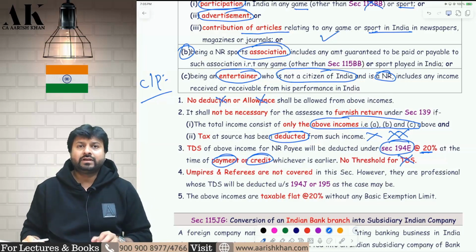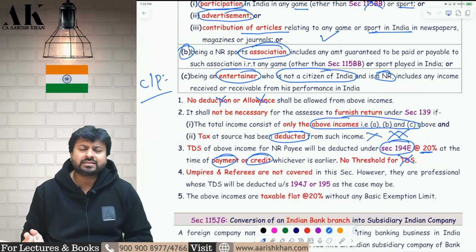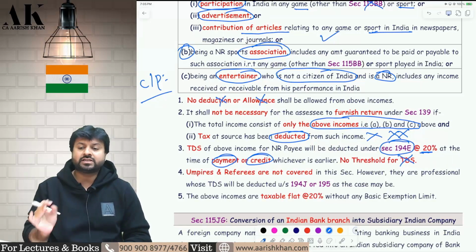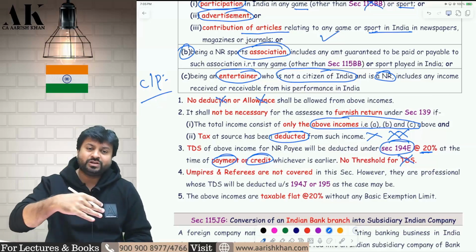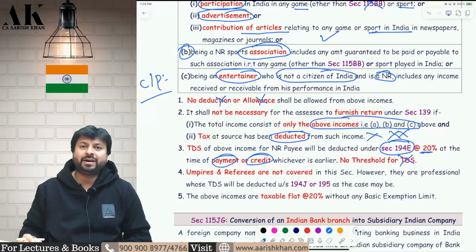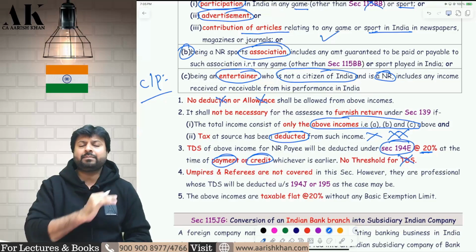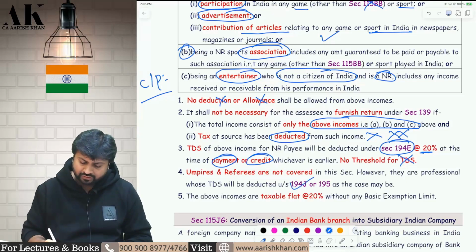Sir, next one: are umpires and referees also covered as sports persons? No. Umpires and referees are no doubt professionals, but they cannot be qualified as sports persons. Sports person means who actually plays the sport, not the umpires and referees. Yes, if you are making payment to a resident umpire or referee, deduct TDS under 194J, and for a non-resident, deduct TDS under 195.